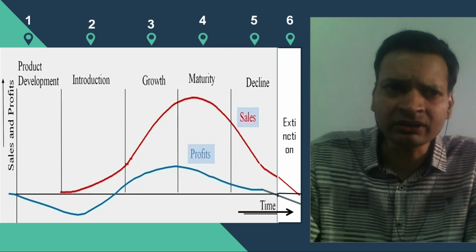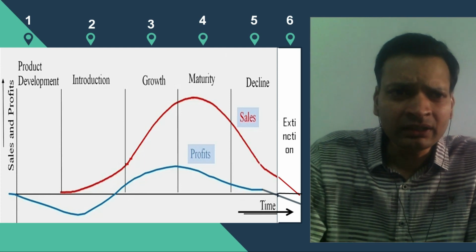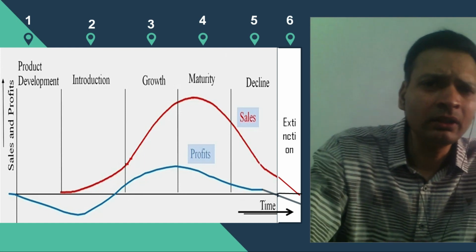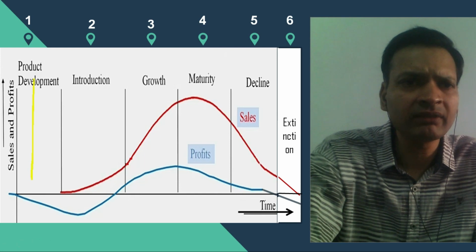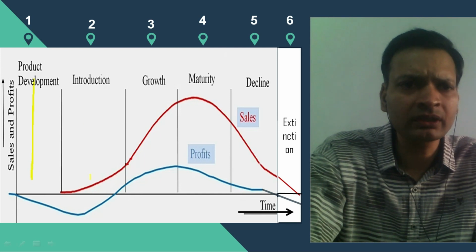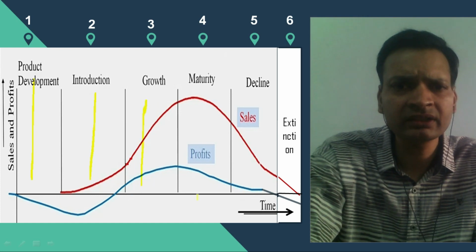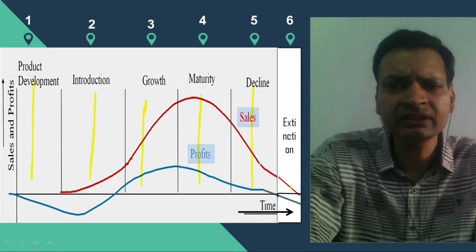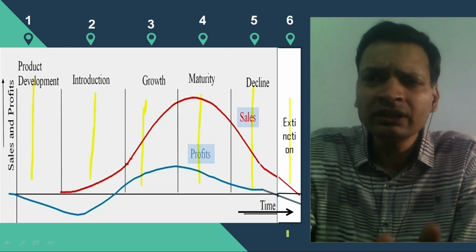The first stage is the product development stage, in which the sale is zero. You can see it in the picture. This is the product development stage. This is the product introduction stage. This is the growth stage. Another stage is the maturity stage, the fourth stage. The fifth stage is the decline stage. This last stage is the product extinction stage. So these are the various stages according to the sales graph.